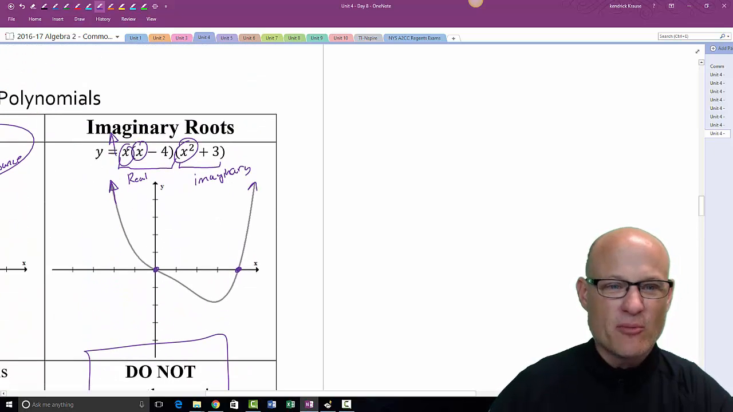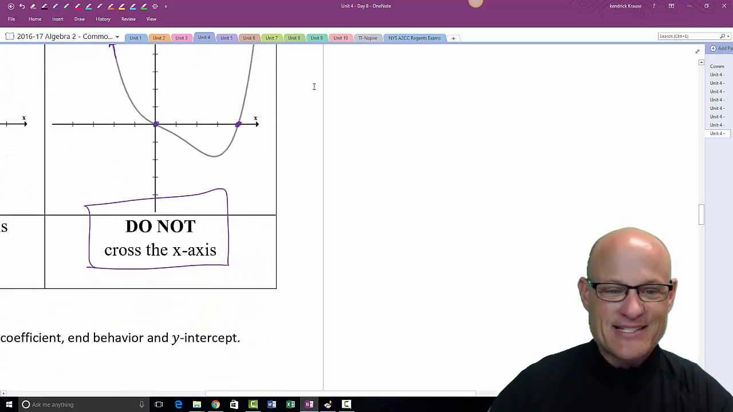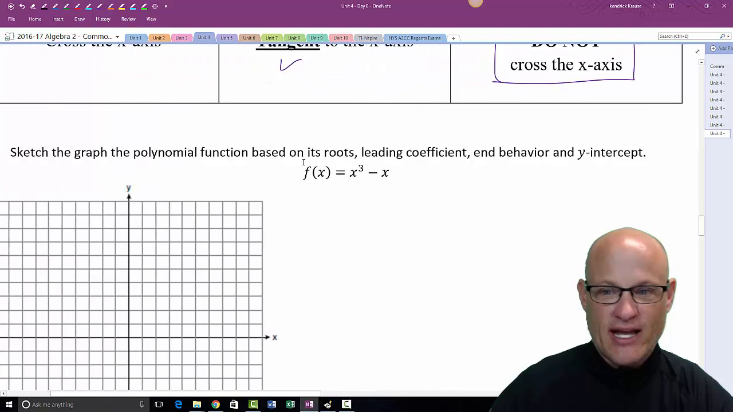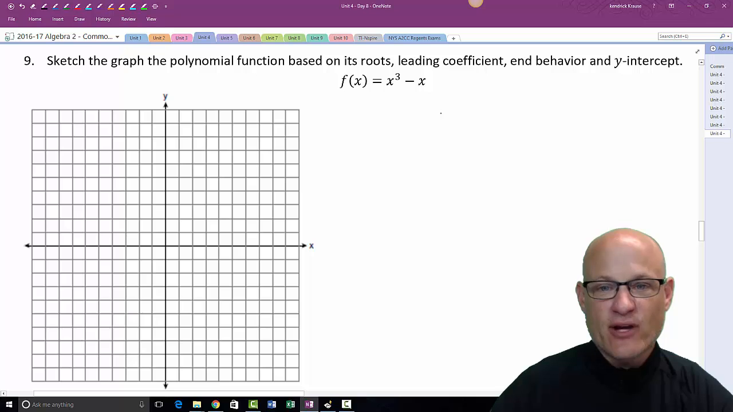Oh, by the way, how did I know these were imaginary roots? Well, okay, we've just done some work. You know you're going to end up with x squared equals -3, right? And then you take the square root of both sides, you get an i. So let's see if we can sketch. I think I asked you just to sketch based on the end behavior and the y-intercept.